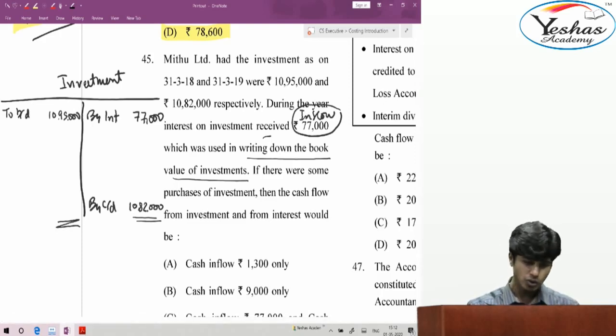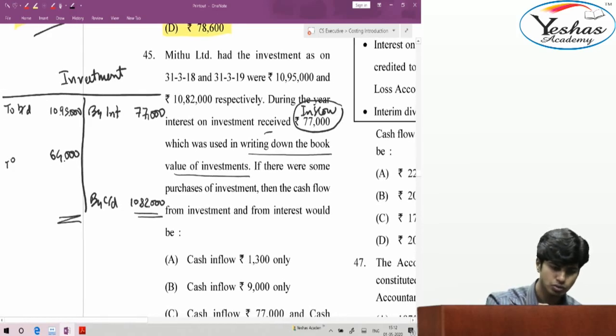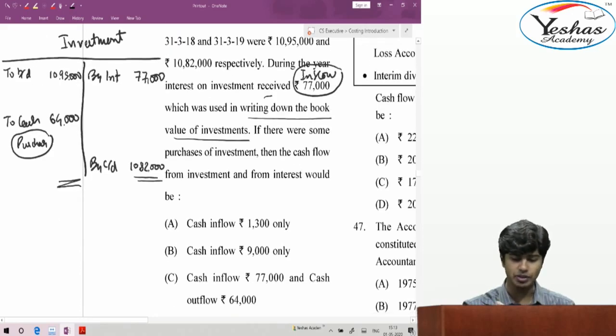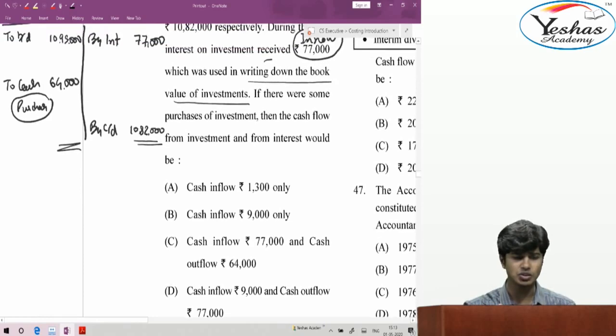So if I do 10,82,000 plus 77,000 minus 10,95,000, how much is the purchase? Purchase here is 64,000. That is purchases made to the extent of 64,000. Done. So what exactly is the answer to this question?